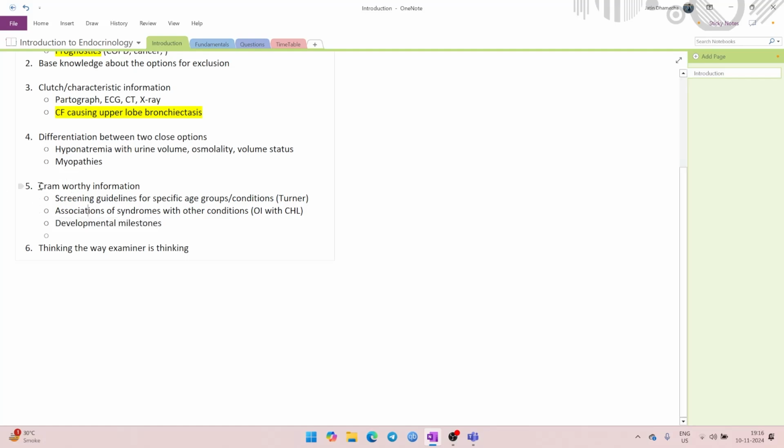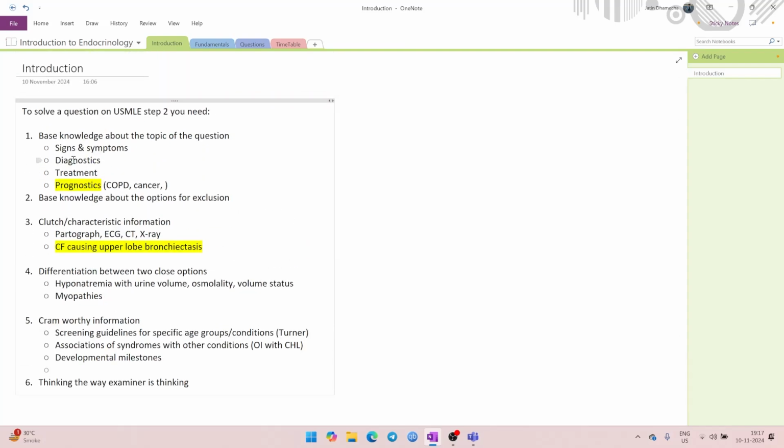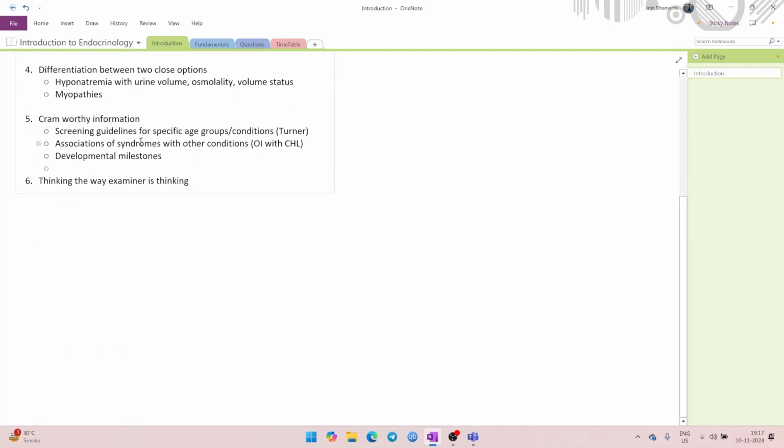So that is why I prefer that there is some information that should be crammed up. One of them is developmental milestones. Second is screening guidelines. And for these screening guidelines that I mentioned earlier, you have to know about the diagnostics, treatment, and prognostics. So screening guidelines will come under that.